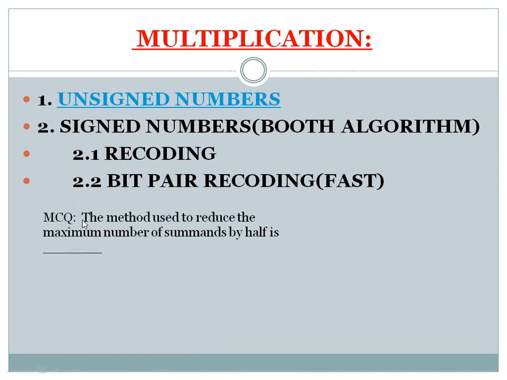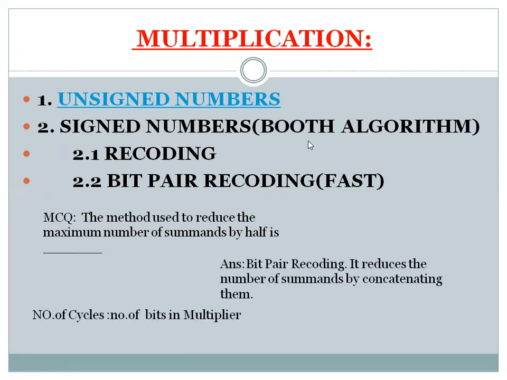While talking about the MCQ, the method used to reduce the maximum number of summands by half is called what? As I said earlier, bit pair recoding is the fastest method, so it will reduce the number of summands by concatenating them. So the answer is bit pair recoding.